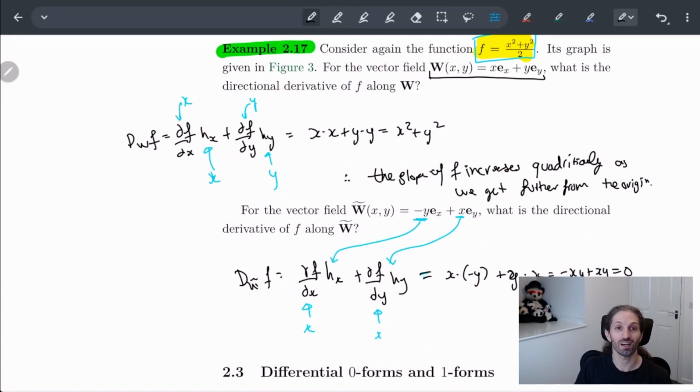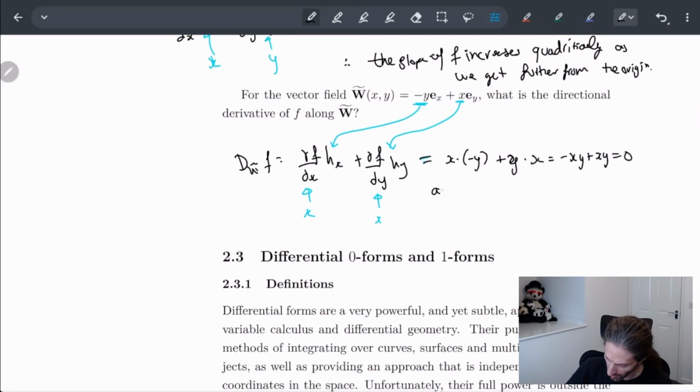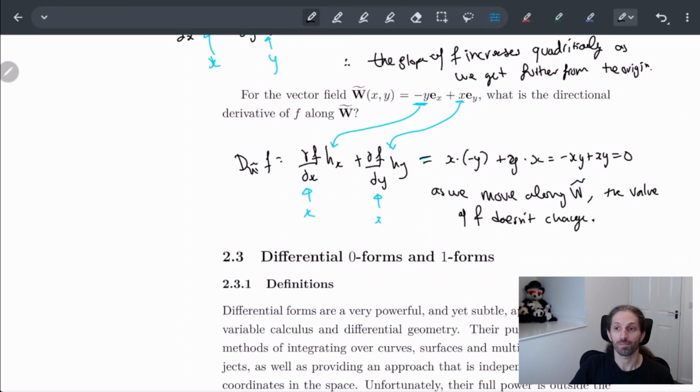So basically, the directional derivative of f along w tilde is nothing. It doesn't really give us anything. What this is basically saying is that as we move along the vector field w, f doesn't change. The value of f doesn't change. It's kind of weird to think about this because obviously the points are changing, right?